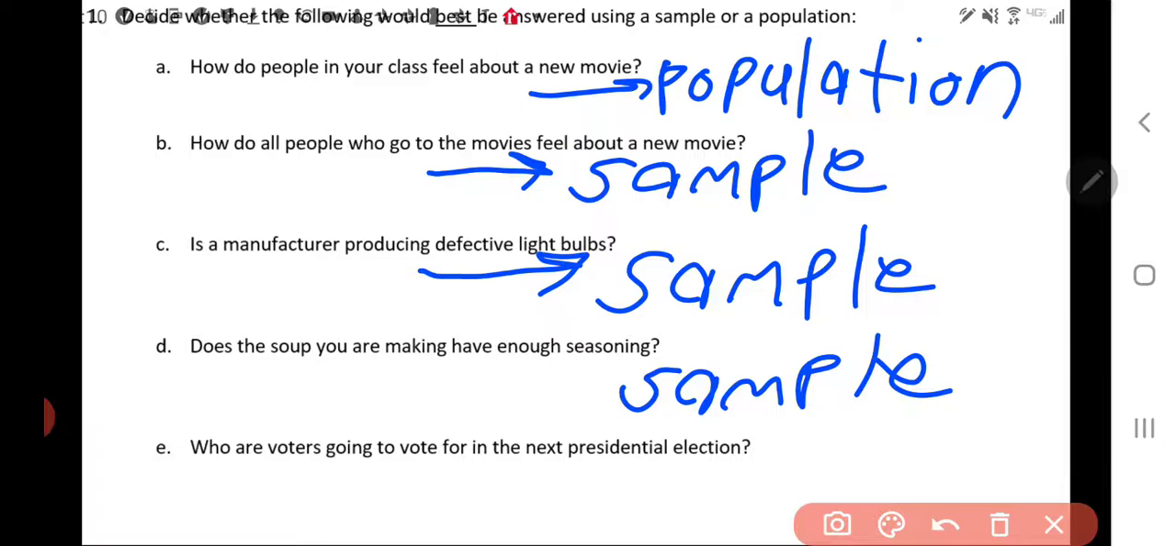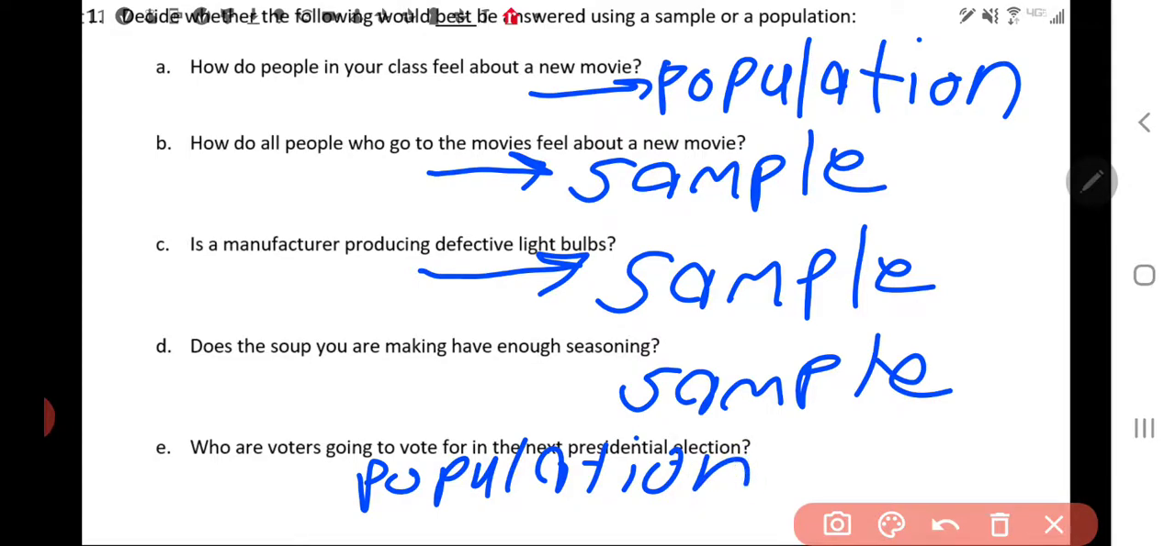Then last one, part E, it says, who are voters going to vote for in the next presidential election? So let's say that this is the actual voting process. When you're voting, you would want to make sure that everybody's vote counts, and that would refer to the population of interest.